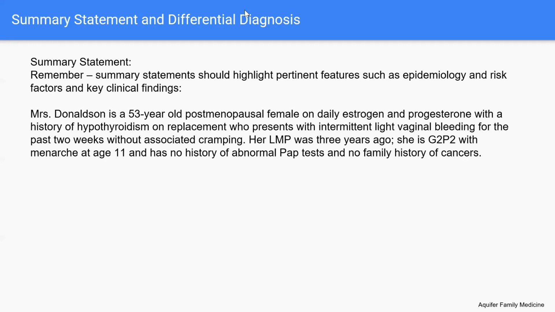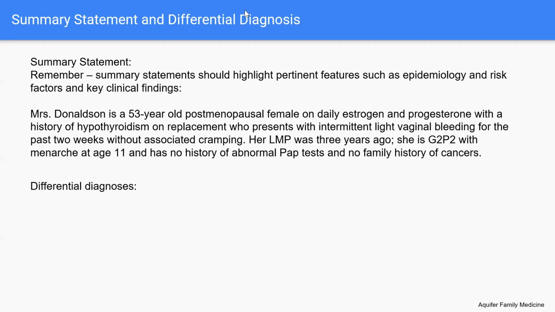She presents with intermittent light vaginal bleeding for the past 2 weeks without associated cramping. Her last menstrual period was 3 years ago. She is G2P2. That basically just means she's been pregnant 2 times, which resulted in 2 live births. She began menstruating at age 11 and she has no history of abnormal pap tests and no family history of cancers. So that's our summary statement of what we know so far about this patient.